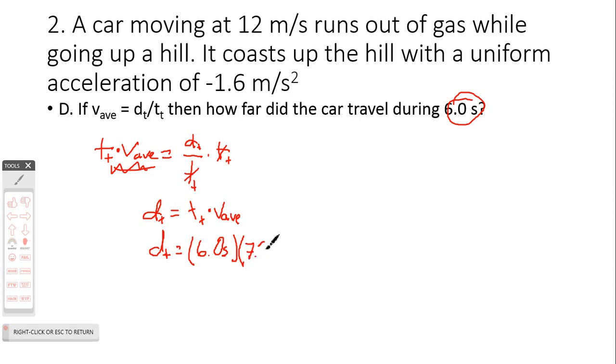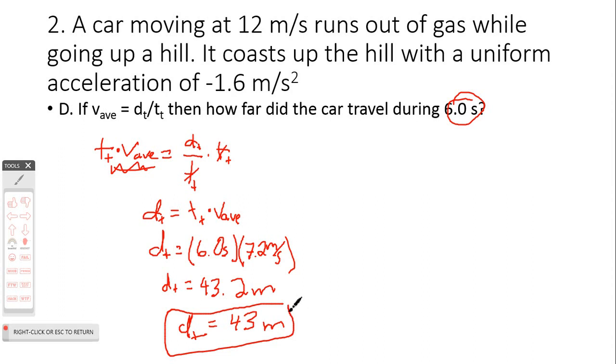This is a nice one to put into your calculator, and we end up with 6 seconds times 7.2, which gives us 43.2. My units are going to be meters. Significant digits wise, I would actually have to record this as just 43, because all of my information only has 2 significant digits. So total distance is equal to 43 meters. Lovely.